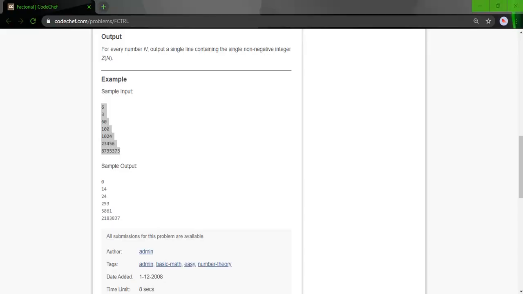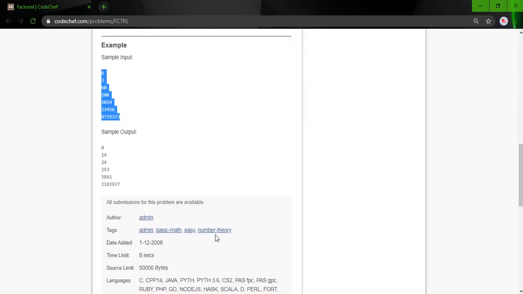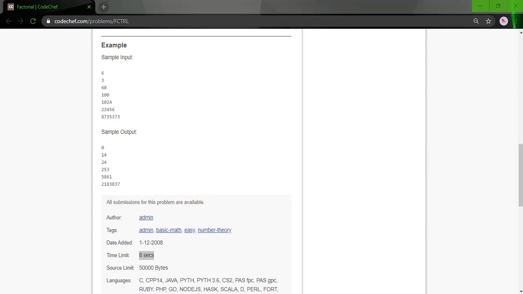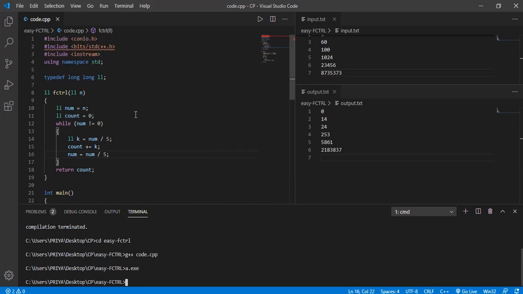Yeah, so this is the output that we have got. You also have to pay attention to the time limit here because it is in the beginner and easy section. We have 8 seconds, but mostly what you'll get is 1 second or less than that. So this is how it's going to work.